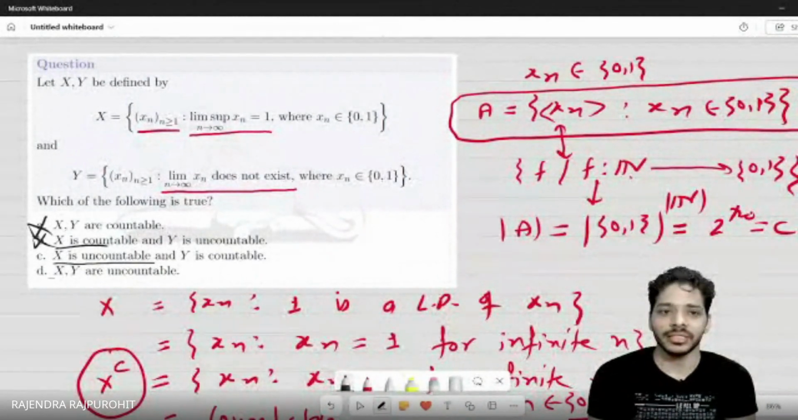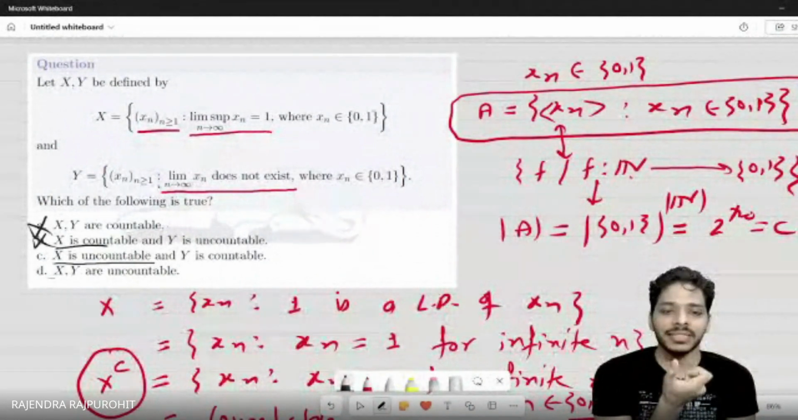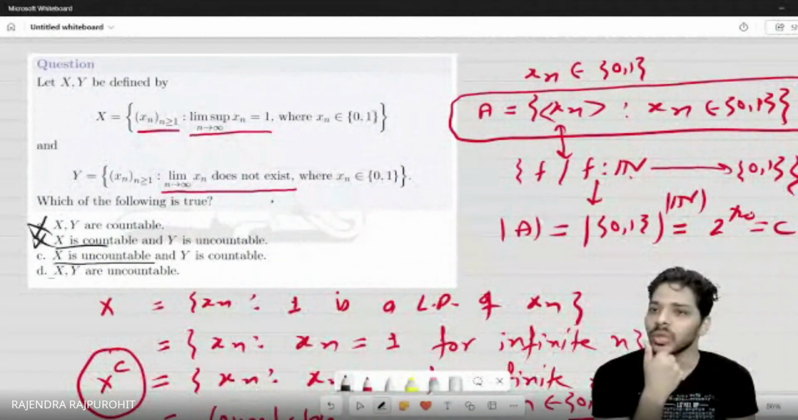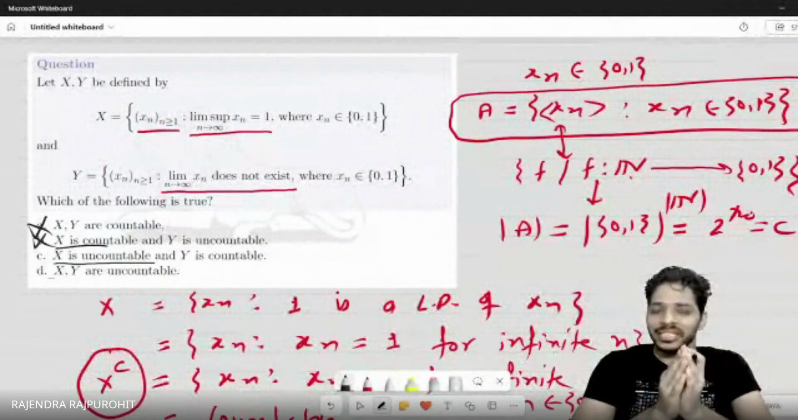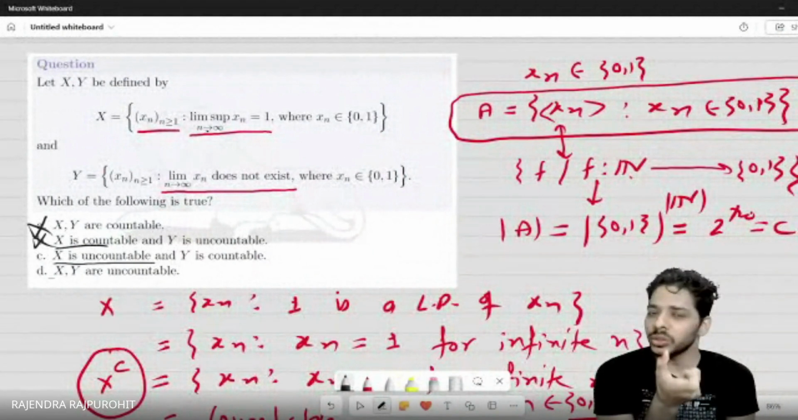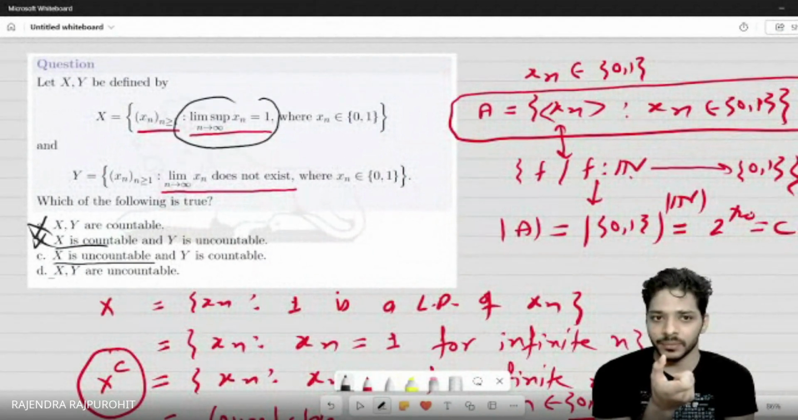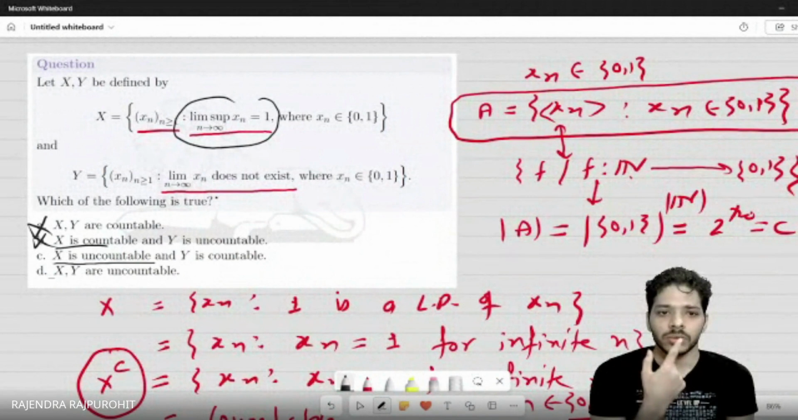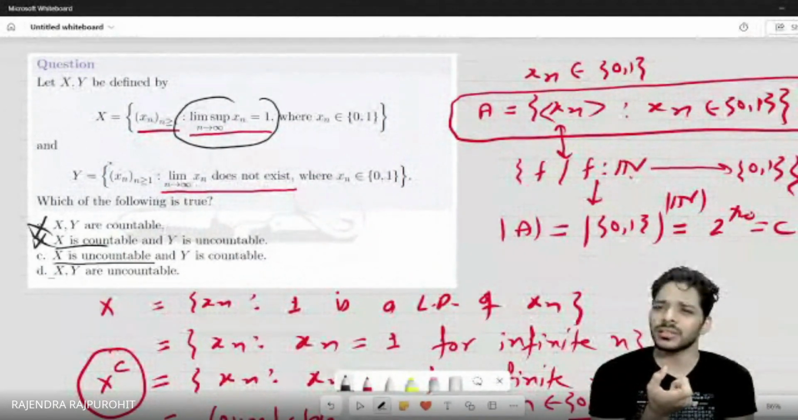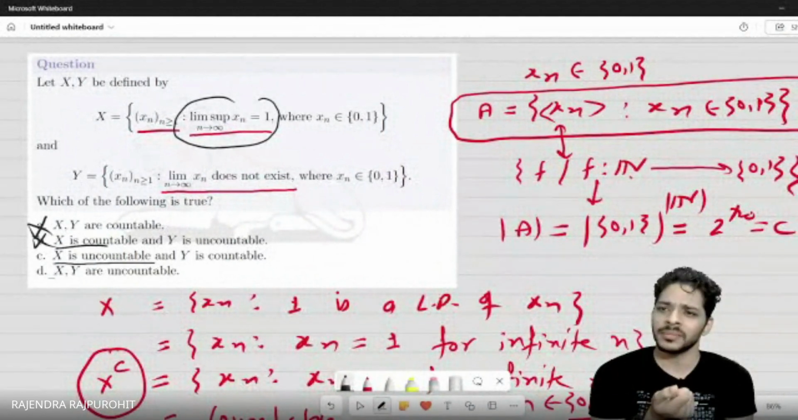And now let's look at Y. Y says all those sequences whose limit does not exist at all. Now look at it very carefully. You take all those sequences whose limit supremum is 1, and you are taking all those sequences whose limit does not exist at all. So can you say which is a subset of which one? Is there any relation between X and Y? Can you find any relation between X and Y?